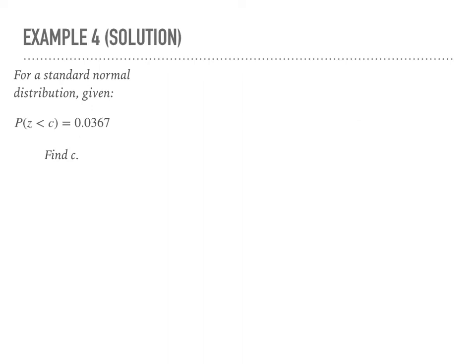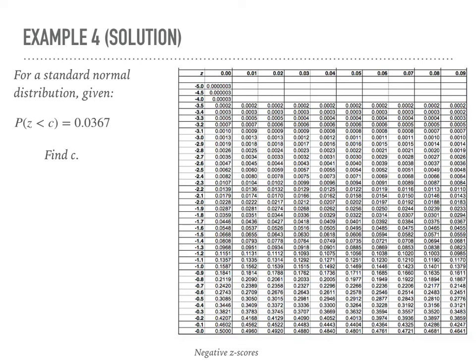Looking at example 4, again assuming a standard normal distribution, you're looking for the probability that z is less than c, which equals 0.0367. You're supposed to find c. So looking at your table here, c would equal negative 1.79.